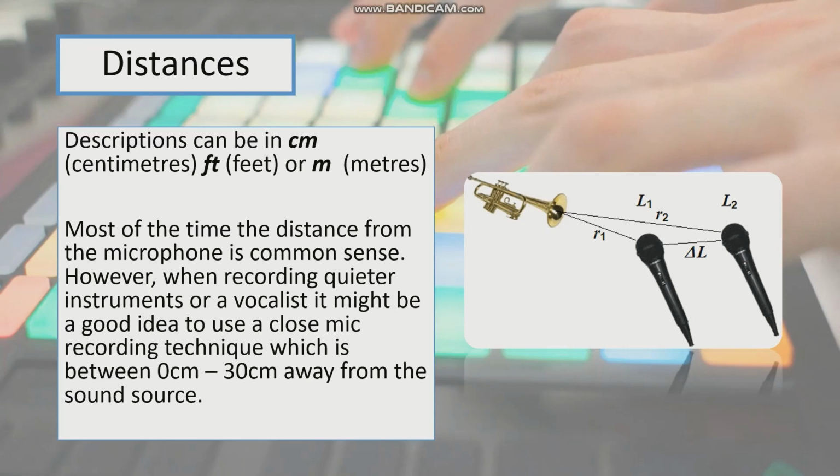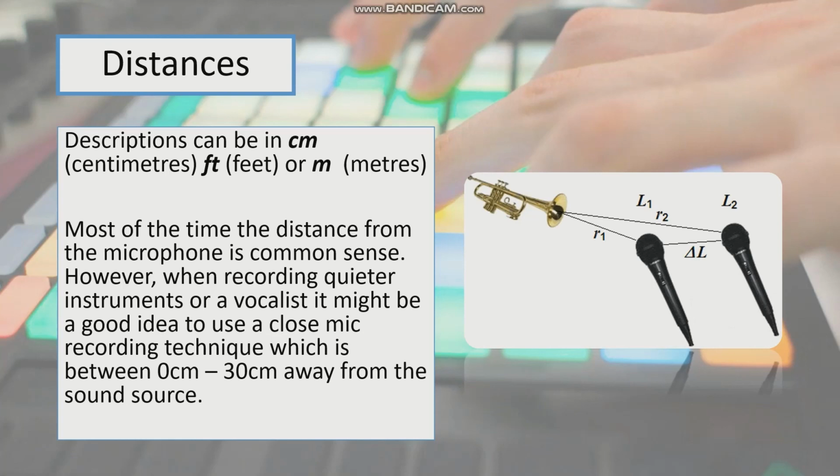Now, as I said, most of the time it is going to be common sense, and most of your guesses will be correct, and the SQA will hopefully accept a certain distance away. It's usually about 2 or 3 feet actually if it's going to be a louder instrument, but if it's going to be something like a vocalist, they're looking for the close miking techniques.